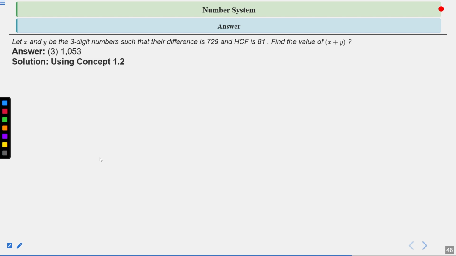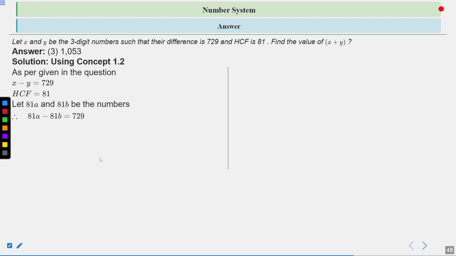Now see the detailed solution using concept 1.2 in this question. As given in the question, x minus y is 729 and their HCF is 81. So we know that the numbers will be 81a and 81b, because HCF is the highest common factor between the numbers. So 81a minus 81b is 729, and taking 81 common, a minus b equals 9.